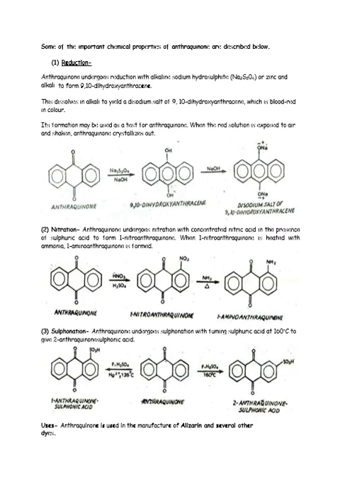Some of the important chemical properties of anthraquinone are described below. First, reduction. Anthraquinone undergoes reduction with alkaline sodium hydrosulfite, Na2S2O4, or zinc and alkali, NaOH, to form 9,10-dihydroxyanthracene. This dissolves in alkali to yield a disodium salt of 9,10-dihydroxyanthracene, which is blood red in color. Its formation may be used as a test for anthraquinone. When the red solution is exposed to air and shaken, anthraquinone crystallizes out.